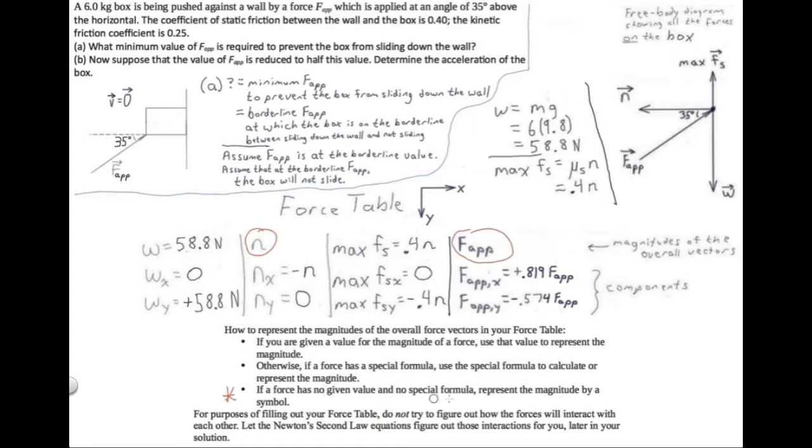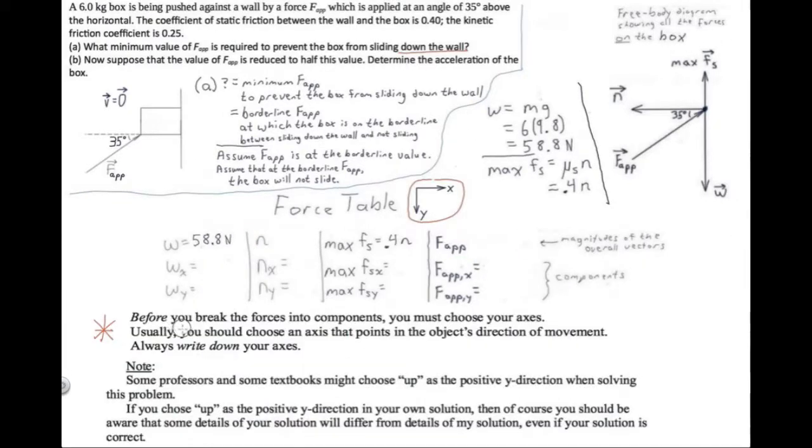There are no special formulas for the normal force or for the applied force, so we represent the magnitudes of those forces by symbols. Of course, the magnitude of the applied force is what the question is asking us for. Before we break the forces into components, we must choose our axes. Usually we should choose an axis that points in the object's direction of motion.